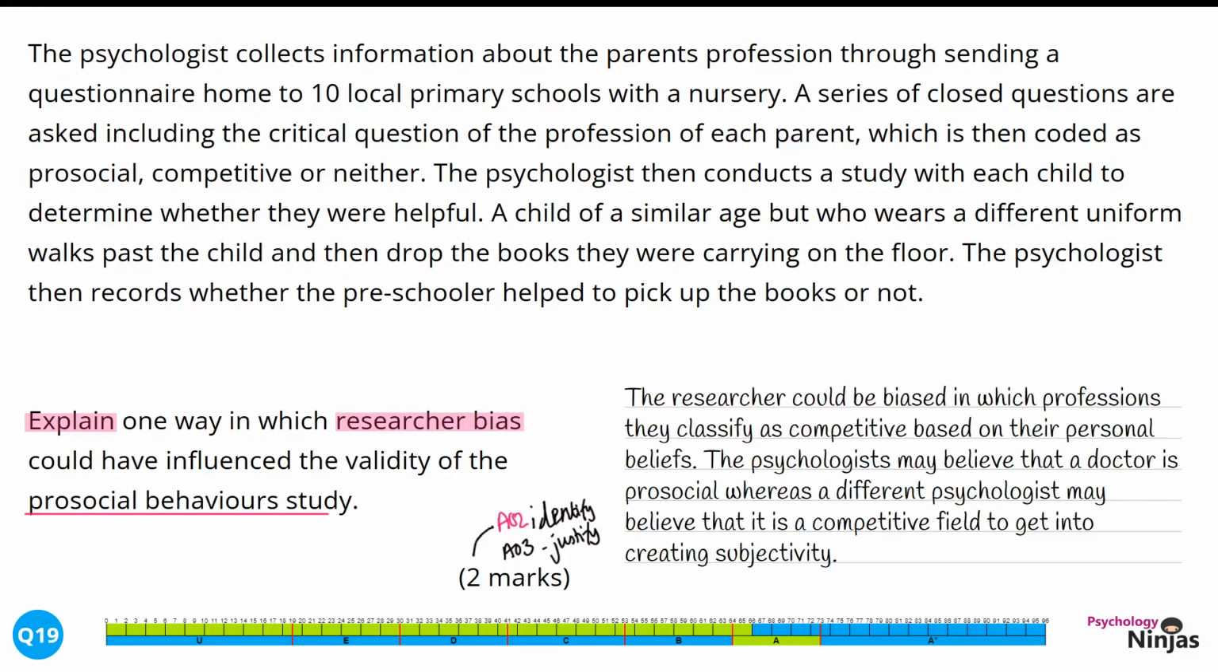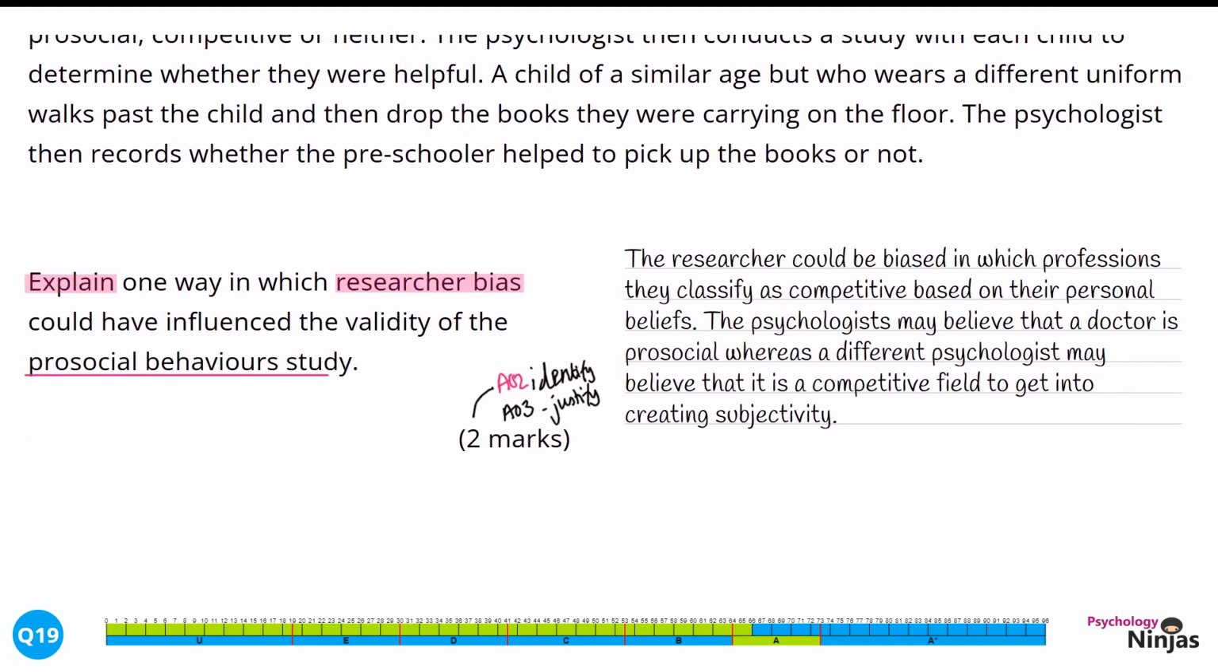The researcher could be biased in which professions they classify as competitive based on their personal beliefs. The psychologist may believe that a doctor is pro-social, whereas a different psychologist may believe that it is a competitive field to get into, creating subjectivity.